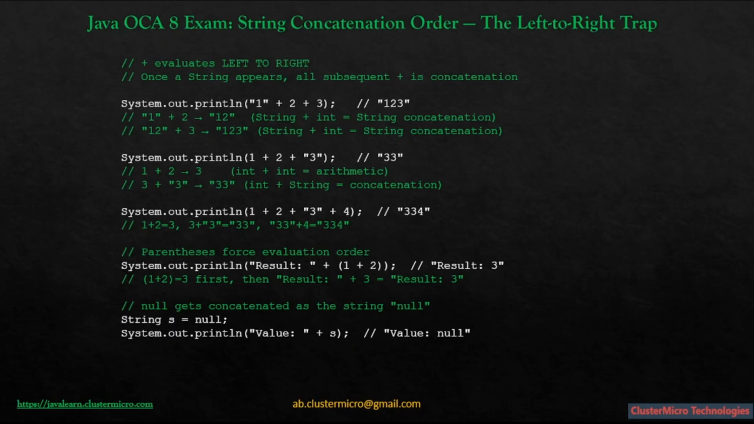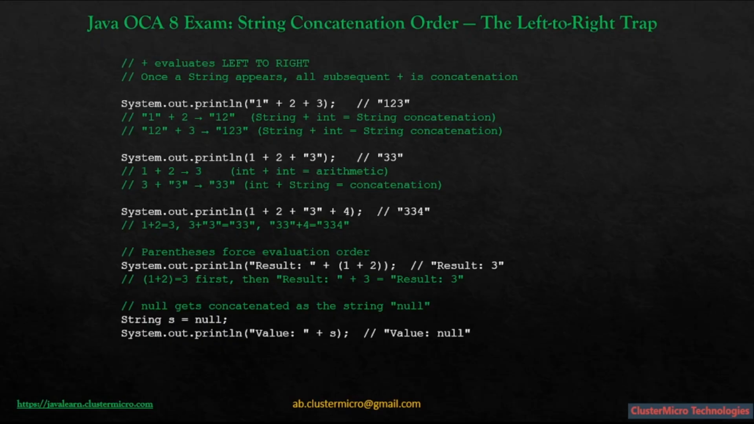So third example is "1" + 2 + 3 within quotes and then 4, right? So it will become what? 3, 3, 4. Left to right, 1 plus 2 becomes 3, then concatenation, 3 and 3, then again concatenation, 4, right? 3, 3, 4.